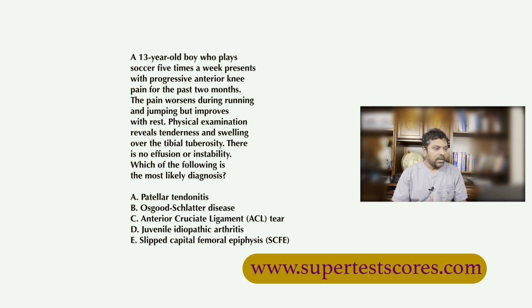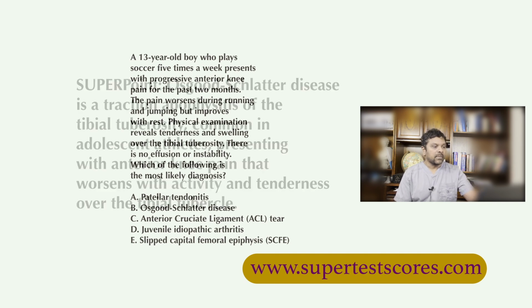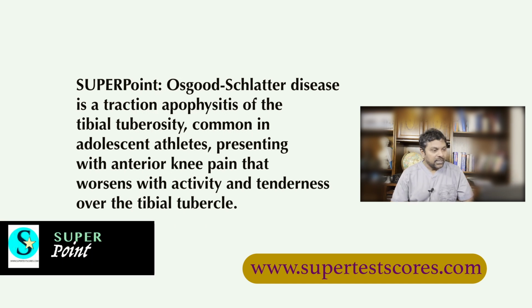Then juvenile idiopathic arthritis is more likely to cause morning stiffness, joint swelling, and multiple joint involvement. Then slipped capital femoral epiphysis presents with hip pain or knee pain, limited range of motion, and antalgic gait. It is not associated with tibial tuberosity tenderness. So the super point here is Osgood Schlatter disease is a traction apophysitis of the tibial tuberosity, common in adolescent athletes presenting with anterior knee pain that worsens with activity and tenderness over the tibial tubercle.